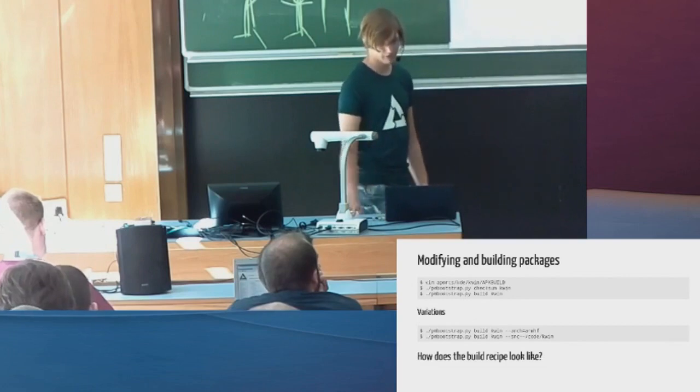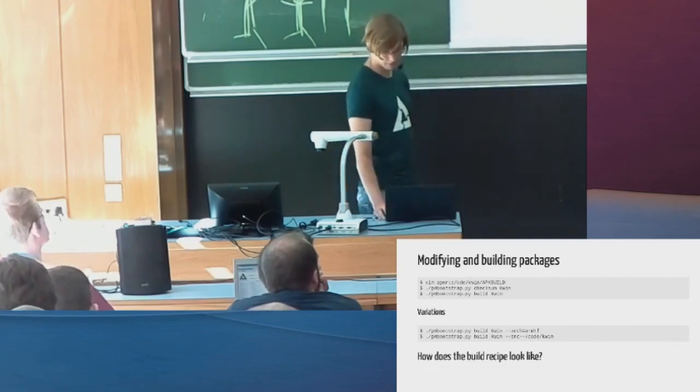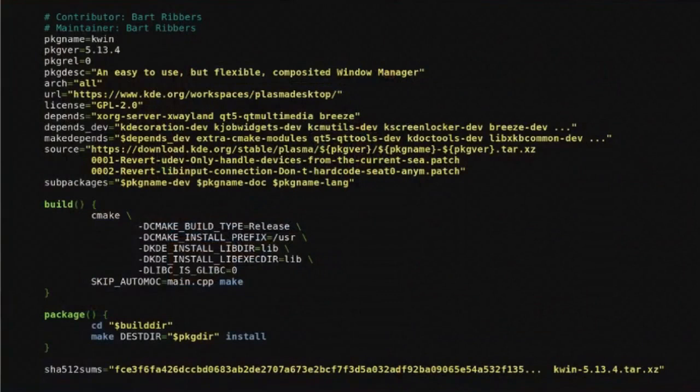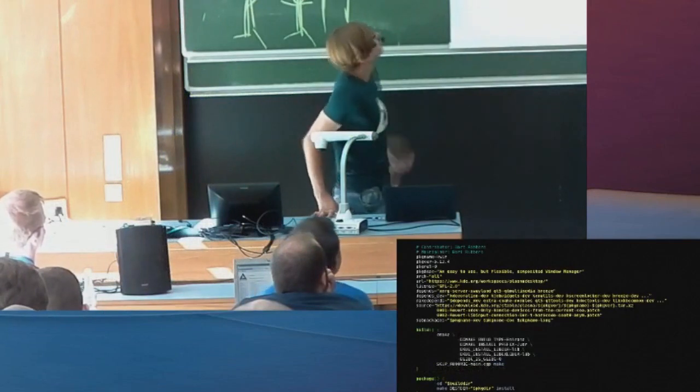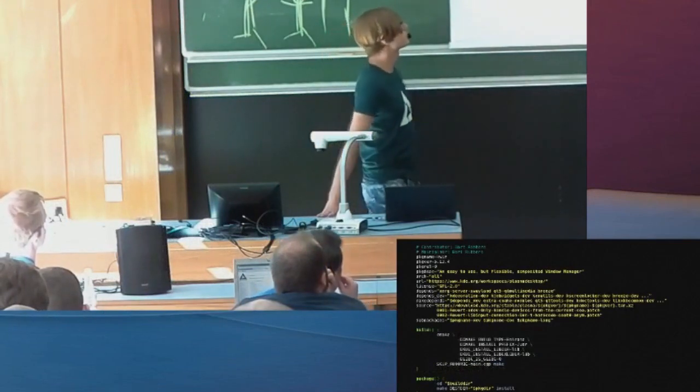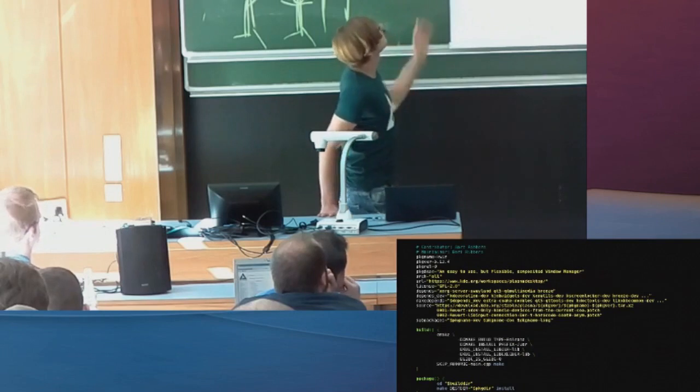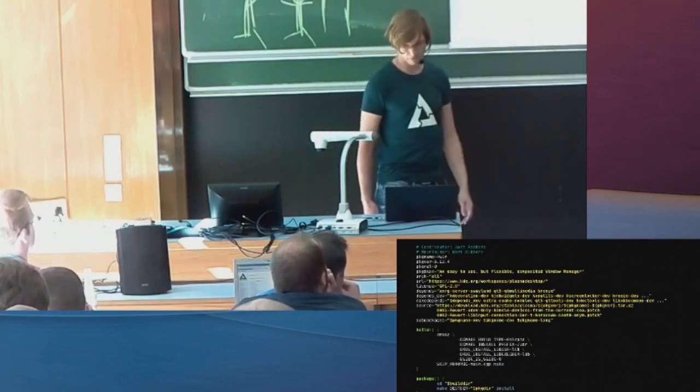So how does the build recipe look? It's pretty similar to Arch Linux, actually. It looks like a lot of text, but most of it is just variables describing the dependencies and a description. And the actual build steps are just these few lines here, the CMake call, basically. And here's the package call. And below are the checksums for some security. So it's not that complicated. It's really easy to contribute, I think. And you can even generate those with pmbootstrap if you want to.